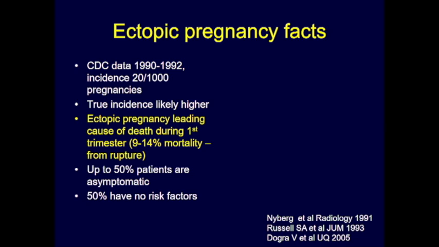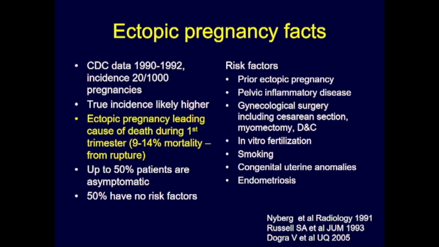It is the onus of the radiologist to make the diagnosis, as 50% of patients are asymptomatic, and up to 50% of patients will have no risk factors. But the risk factors for ectopic pregnancy include a prior ectopic pregnancy, having a history of PID or gynecologic surgery, in vitro fertilization, smoking, congenital uterine anomalies, and endometriosis.